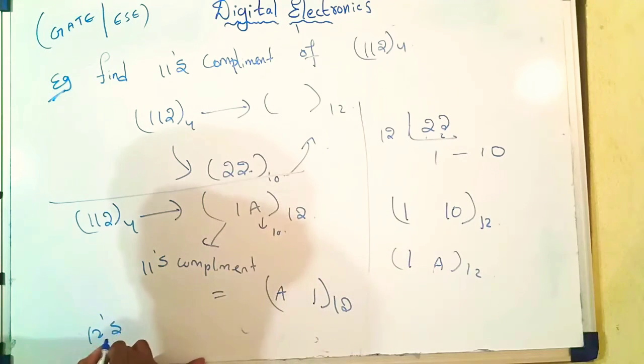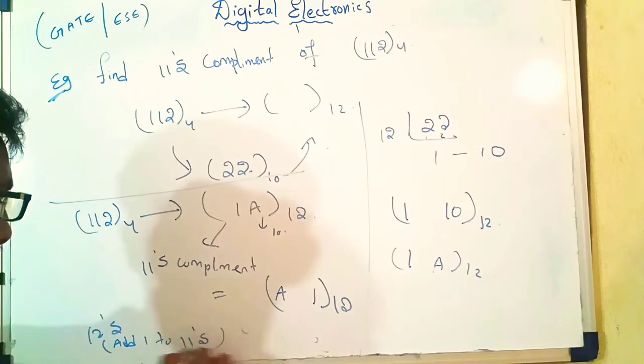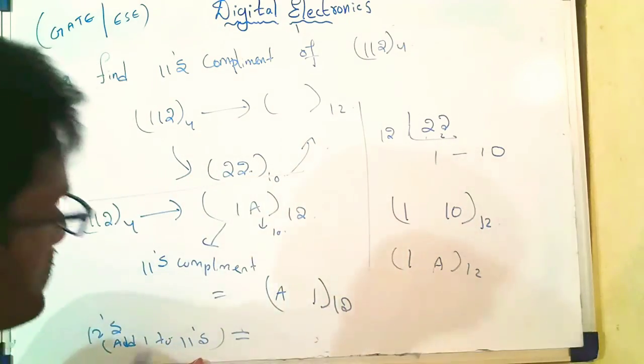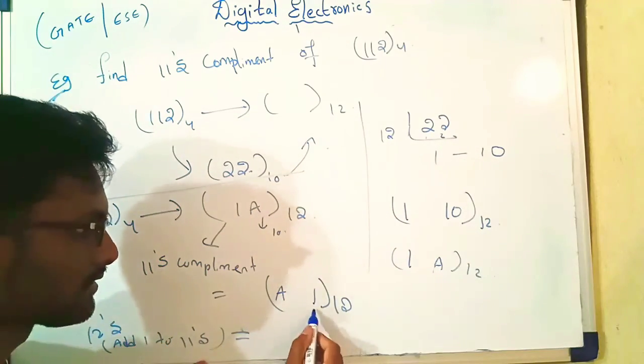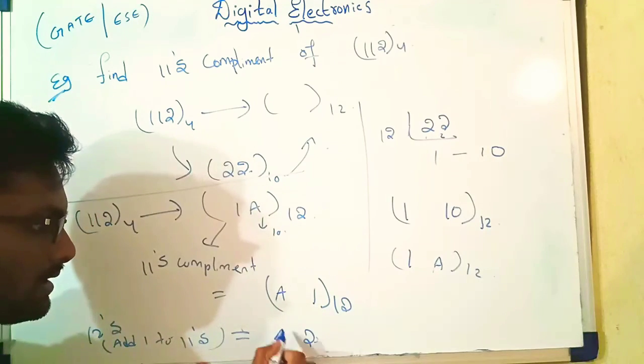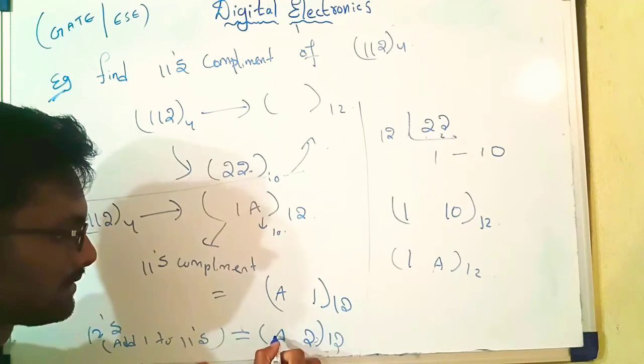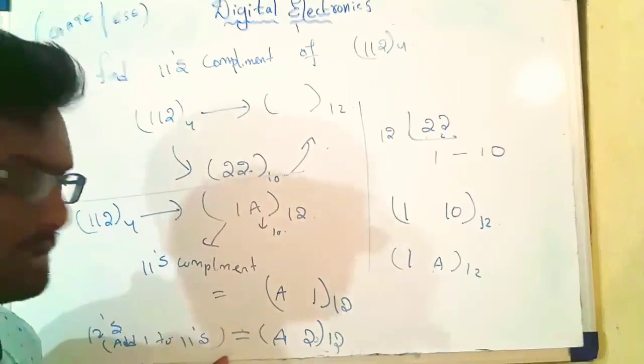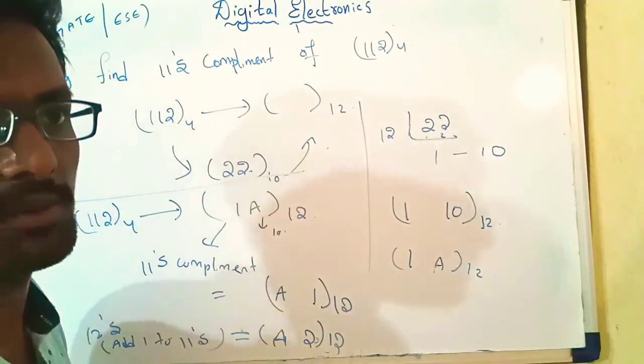For 12's complement, add 1 to the 11's complement. So the value of the 12's complement is: adding 1 to the 1, here it will be 2. This is A. Okay friends, this is all for this class. We will see the remaining in the next class.